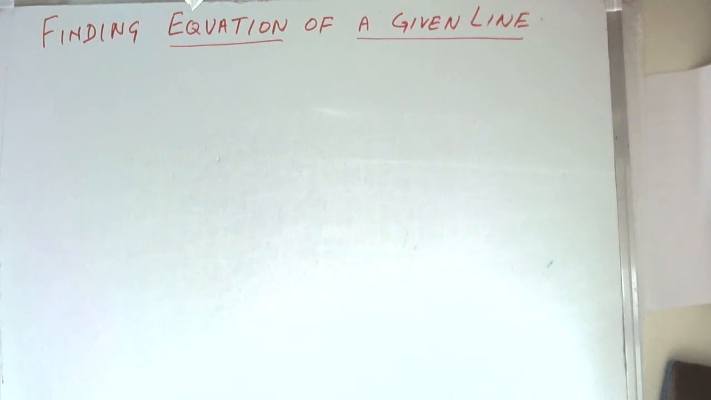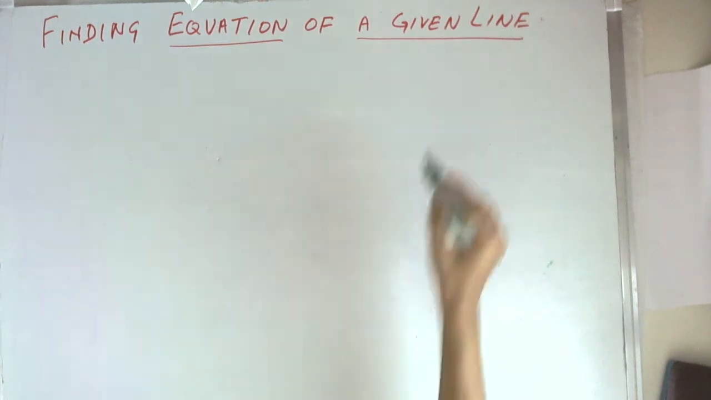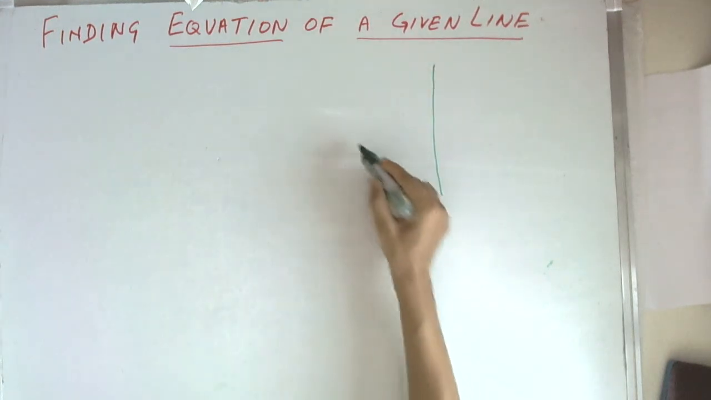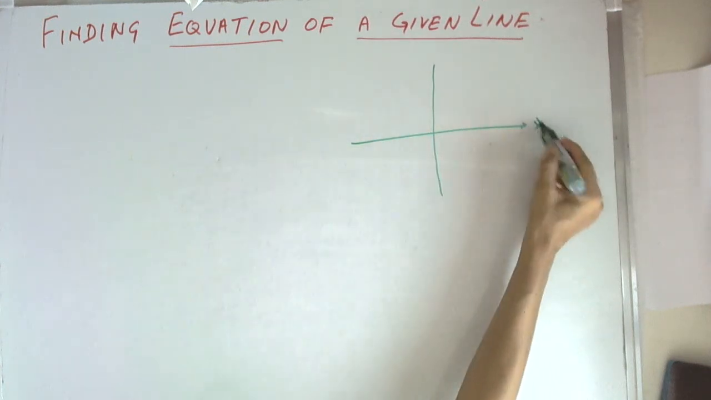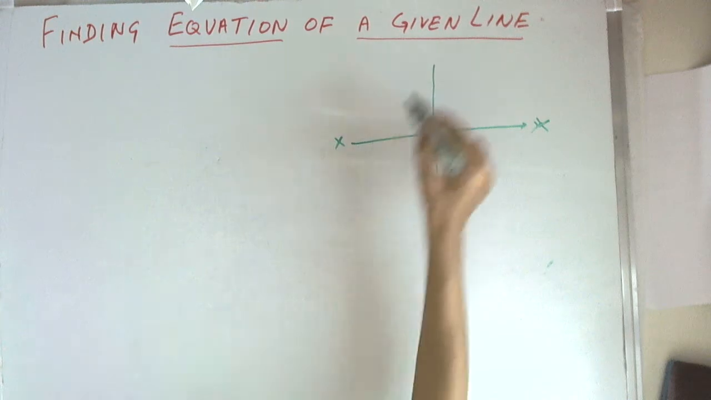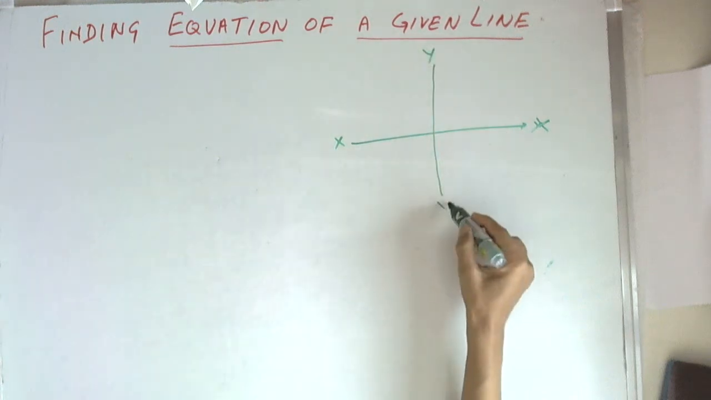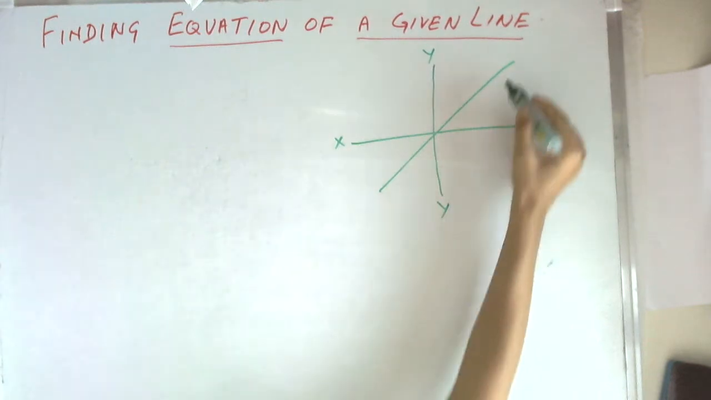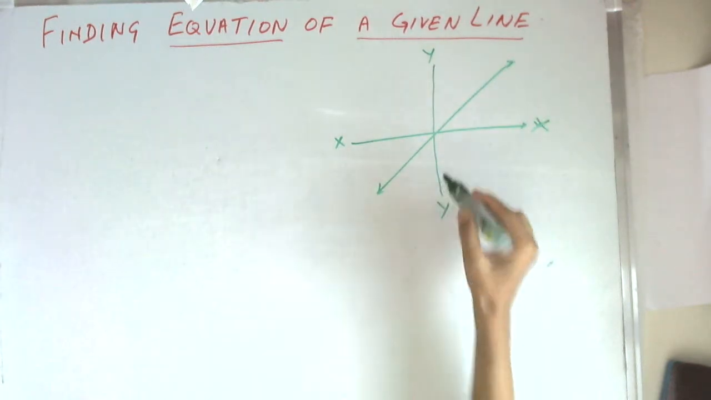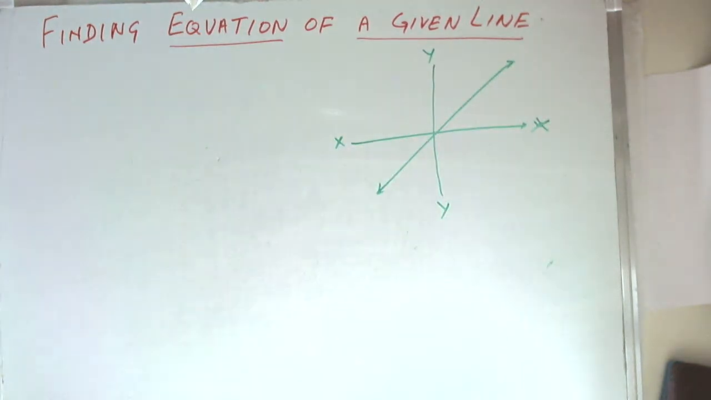In this video, we will learn how to find the equation of a line which is given in graphical form. Say for example, we have a line which is given to us. This is a line. Now we have to find the equation of this line on the Cartesian plane.